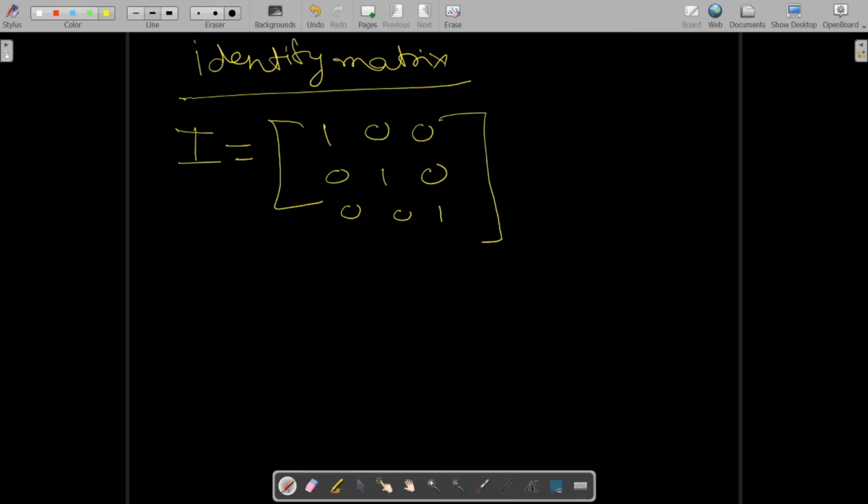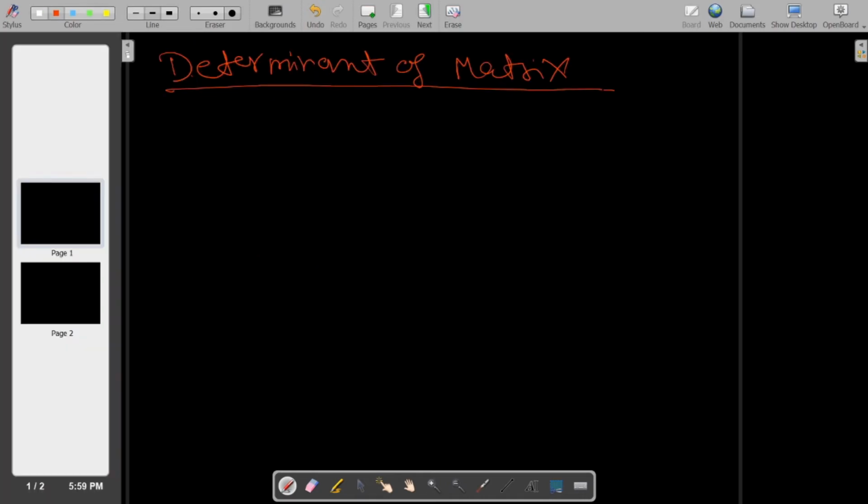So the identity matrix is nothing but, if you multiply any matrix with this identity matrix, you will get the same matrix. You can perform the product of these two matrices and then you will get it. So this is the identity matrix where all the diagonal elements are 1 and all other elements are 0. So how to find the determinant of a matrix?